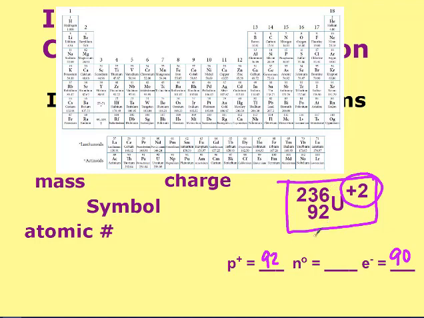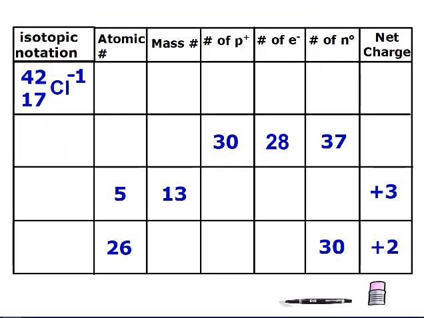And then my neutrons is 236 minus 92. Notice they're lined up nicely. I just subtract the 2 pieces. Subtracting those out, you get 144. So you would definitely need to be able to fill out charts like this. So go ahead and pause the video and try these first 2 rows on your own. Restart when you have those 2 rows done.